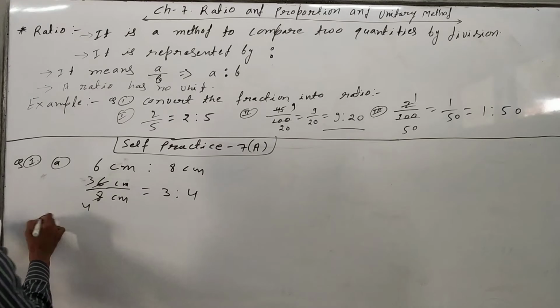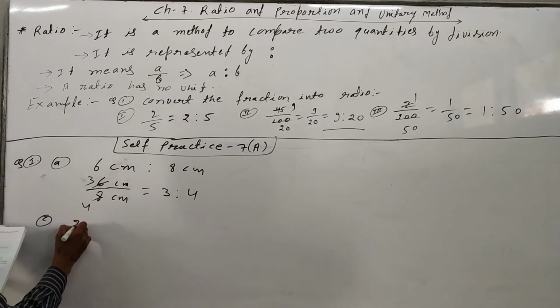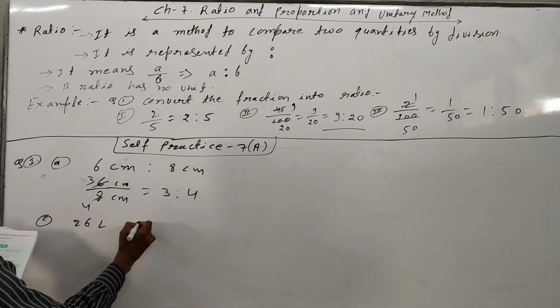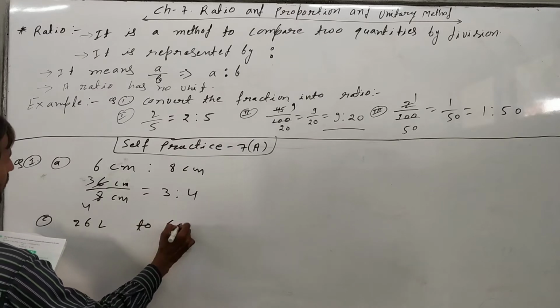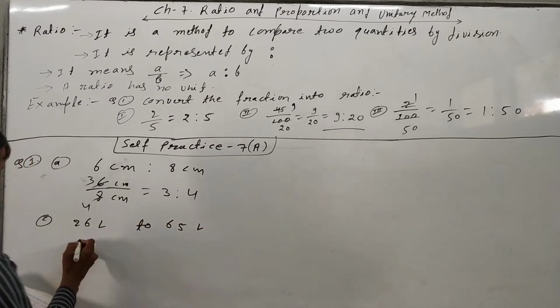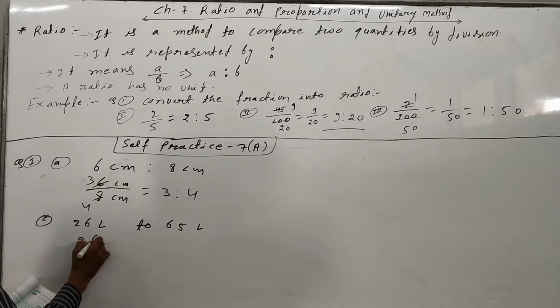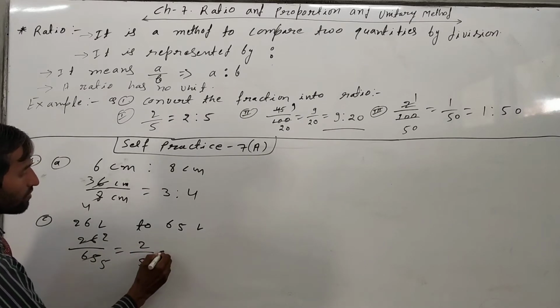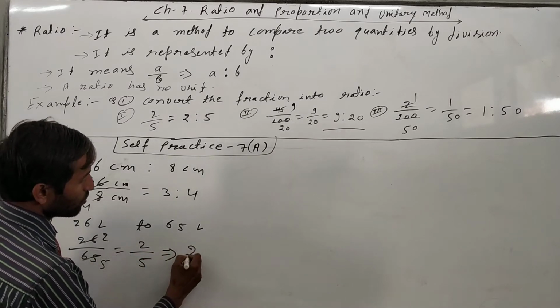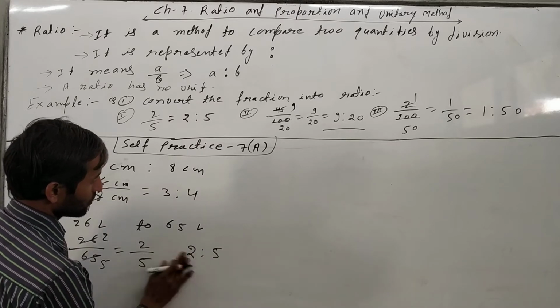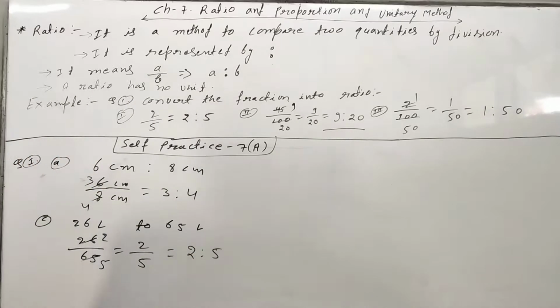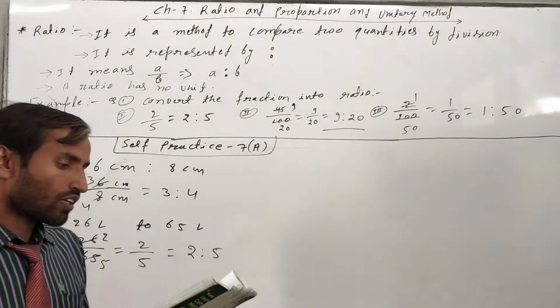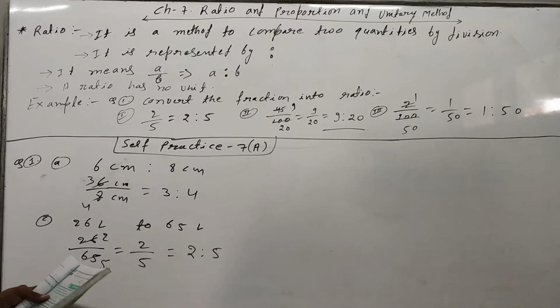In part C, 26 liters to a volume of 65 liters. How will we do it here? 26 upon 65. We cancel out 13: 13 twos are 26 and 13 fives are 65. So it will come 2 upon 5. Then we write it as a ratio, 2:5. This is the final answer, 2:5. Now part D you can try yourself.